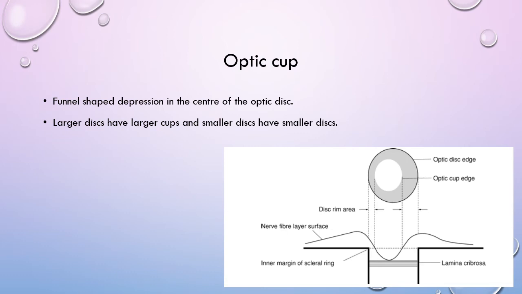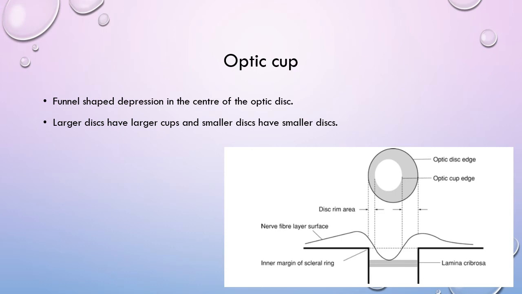So this is the total disc. In the center is the optic cup, and surrounding it is the rim. The rim, the neuroretinal rim, is very important. It is nicely represented here: the inner margin of the scleral rim and the cup, nerve fiber layer, disc rim area. Normally the cup to disc ratio is 0.3. So if 3 is the cup and 10 is the disc, 3 to 10, or 0.3, is the cup to disc ratio, which gets enlarged in glaucoma.